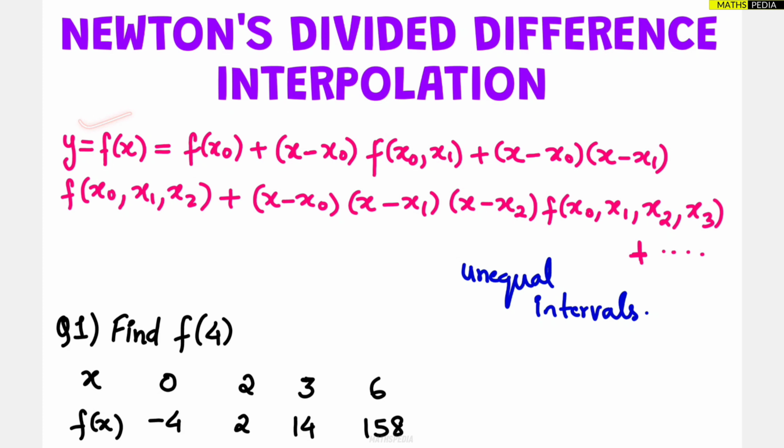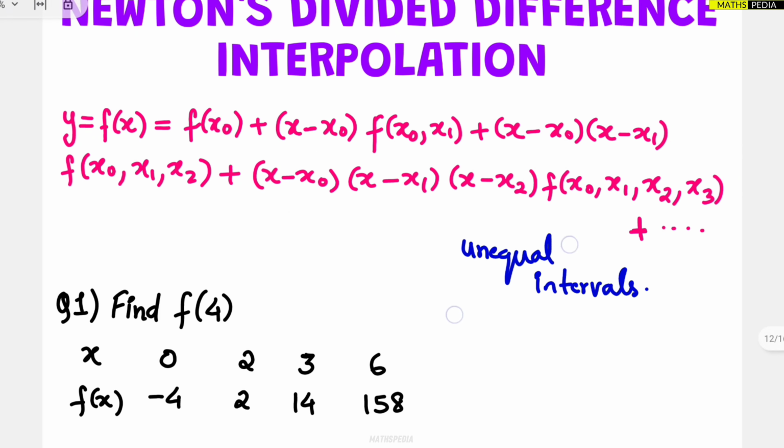The formula is given over here: f of x naught plus x minus x naught into f of x naught comma x1 plus x minus x naught into x minus x1. The terms you can remember. First it is f of x naught, then f of x naught comma x1, then f of x naught comma x1, x2, then x3 also will be added. And how to remember this term? x minus x naught is there. Here also x minus x naught. One more will be added, x minus x1, because here x naught is there, x1 is there, then x2 also is there. So x minus x naught, x minus x1. Here if you observe, three terms are there. Here one more term has been added, x minus x2. Like that you can remember the formula.